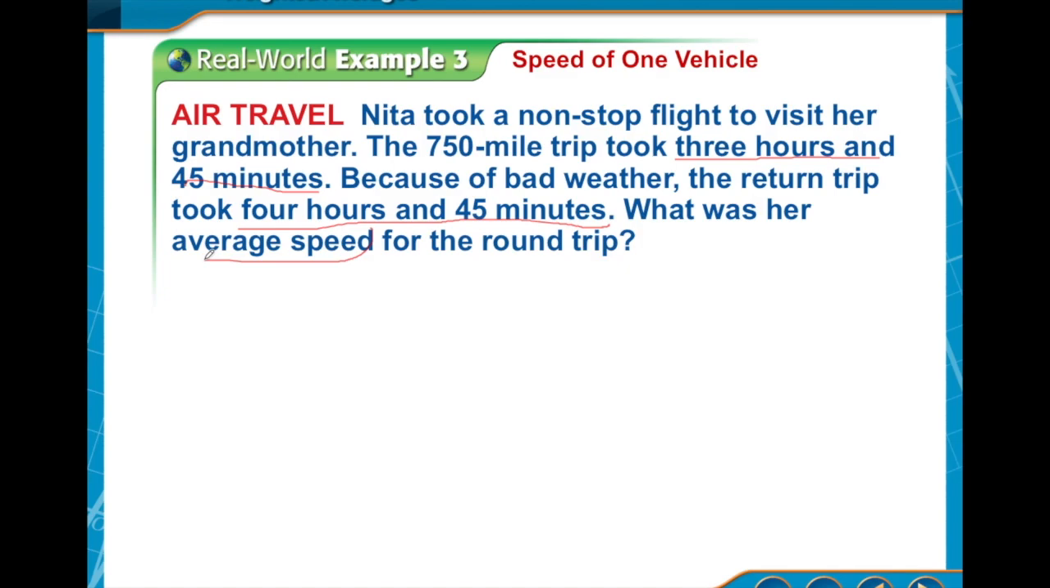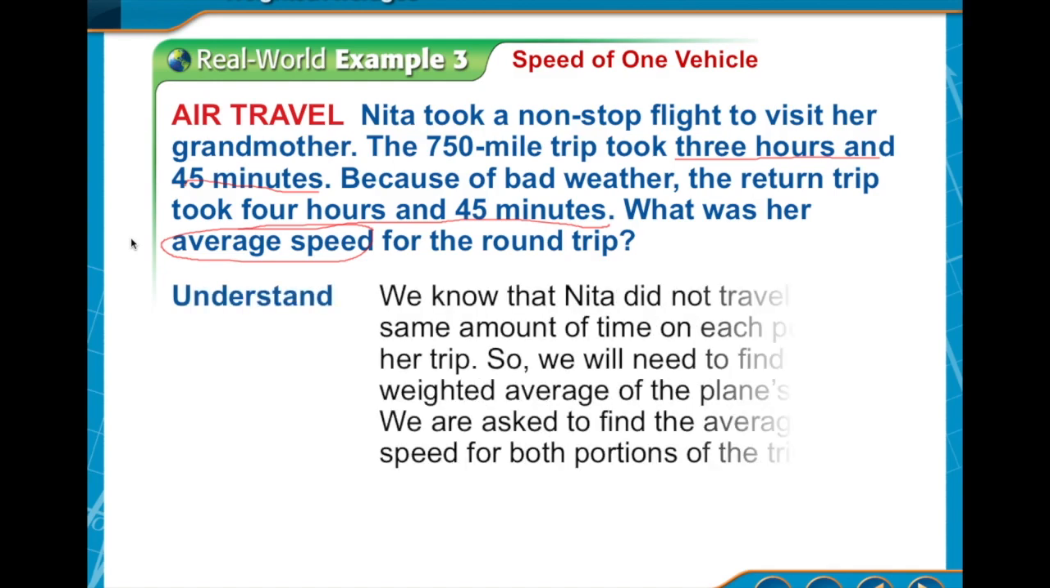Average speed. So this is a new concept we're talking about. Average speed is going to be a little bit different than the ones we already talked about. So notice we're trying to find the speed of one vehicle. These are some of the types of problems that you'll do today. So we'll have to use this context to help us solve it.